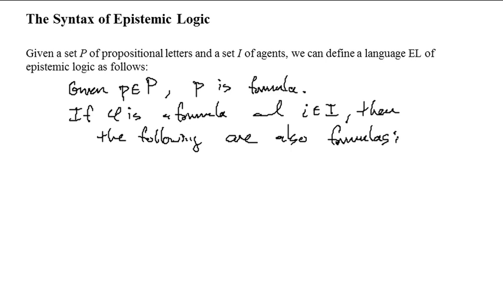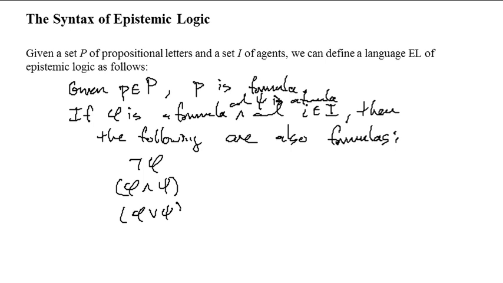So this is the same kind of inductive definition that we've used for propositional logic and for predicate logic previously. Now we're using it for epistemic logic. And part of this will be very familiar. We're going to say, well, the negation of phi is also a formula. I need a couple of formulas here. Let's say phi, and psi is a formula. So I also want to say that the conjunction phi and psi is a formula. Phi or psi is a formula. So far so good. This is just exactly what we did in propositional logic.